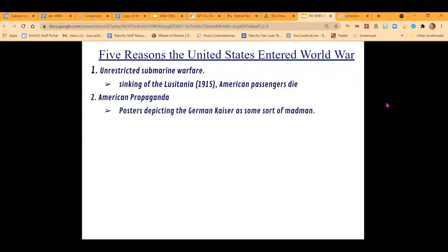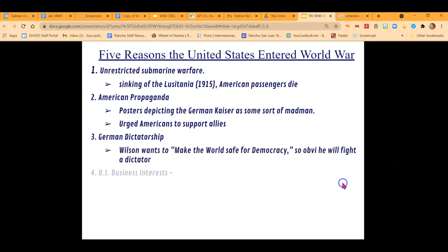American propaganda. We are depicting the German Kaiser as a madman. Remember, we are talking about World War I, not World War II. So Hitler is a soldier. He is not the leader of Germany. We are going to be urged to ally with France and Great Britain, who are our longtime allies. We have Wilson as a president, which means he wants to make the world safe for democracy. So Wilson is willing to fight a dictator.